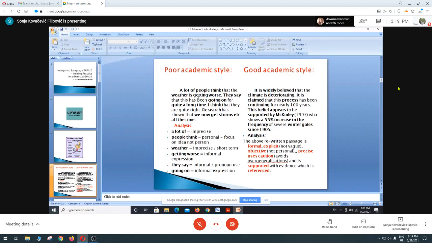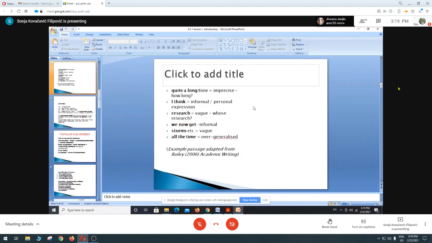To be going on is also an informal expression. Quite a long time is imprecise because we have to know how long. I think: you're not supposed to write in the first person singular, because it's a characteristic of informal and personal style. So informal personal expression. Research is a big word. Whose research? We have to be more specific. We now get is informal.